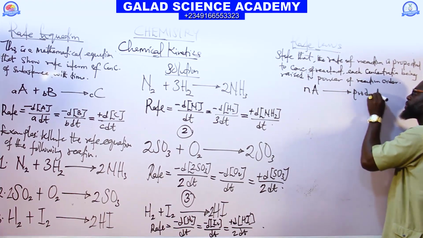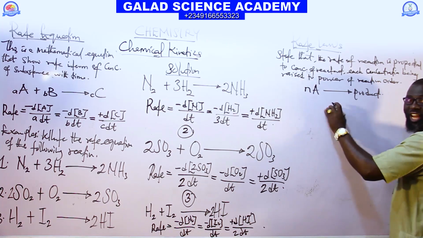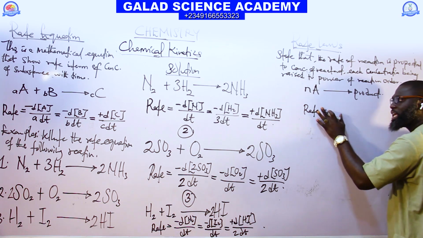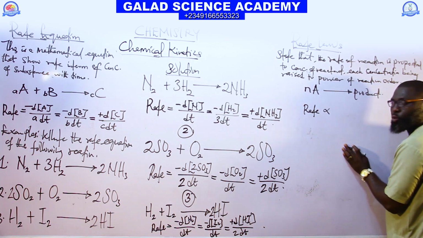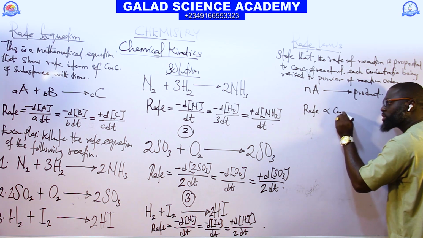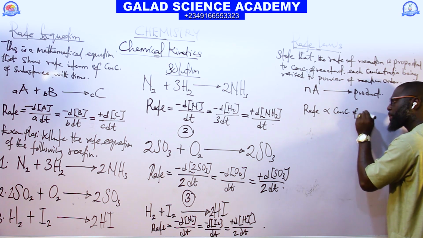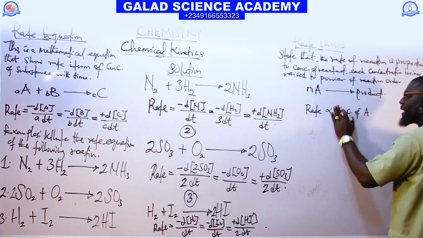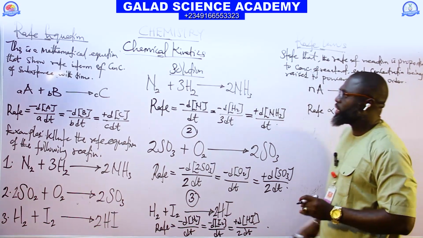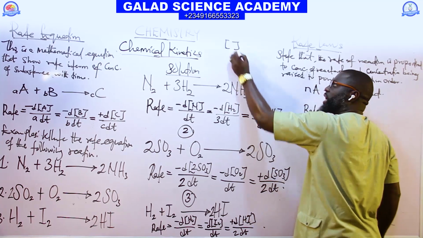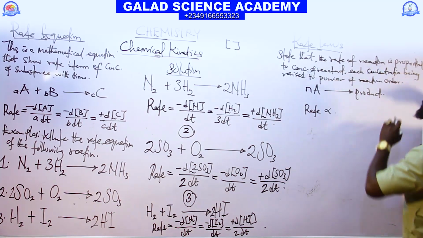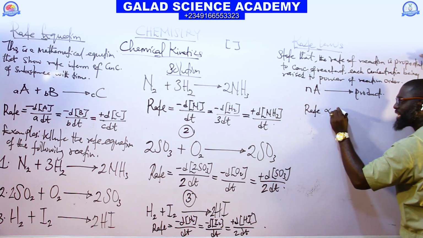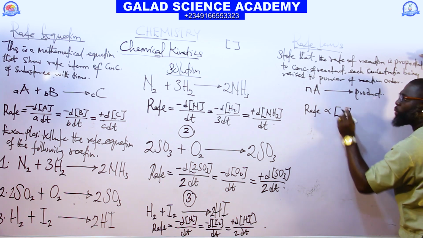Take for instance now, if you have nA giving us products. The rate law for this reaction says that the rate of this reaction is proportional to the concentration of A. Let me write it mathematically. What is the symbol for concentration? This is the symbol for concentration. So the rate is proportional to the concentration of reactant. The reactant here is A.